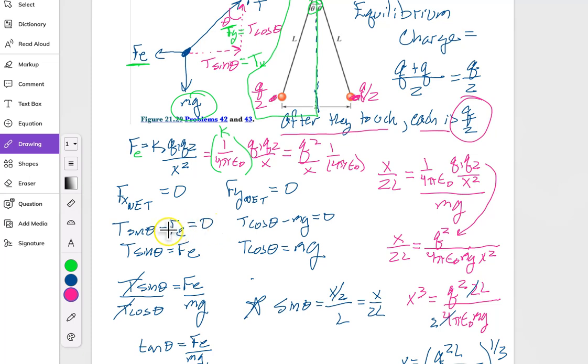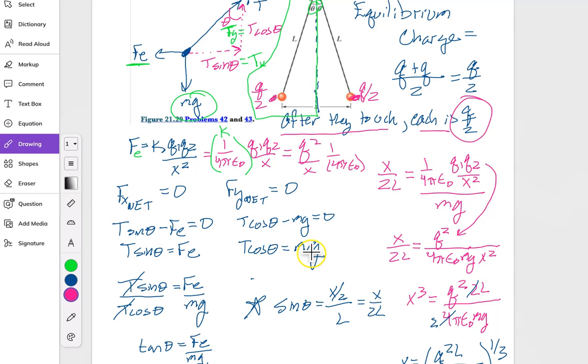And then I just move that force of electricity to the other side, and I see that T sine of the angle is equal to the force of electricity. In the y direction, which is up and down, we see T cosine of the angle, and we have mg, and I know those are equal and opposite, so I can do the same thing. T cosine of the angle minus mg equals 0, so T cosine of the angle is equal to mg.